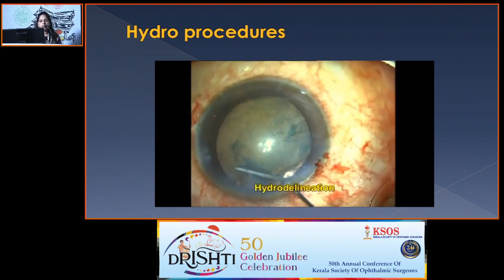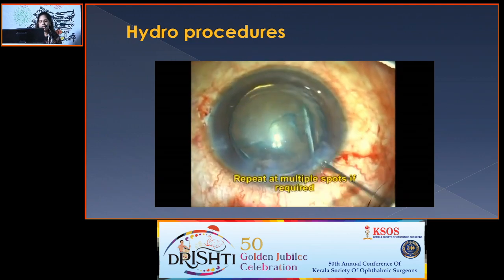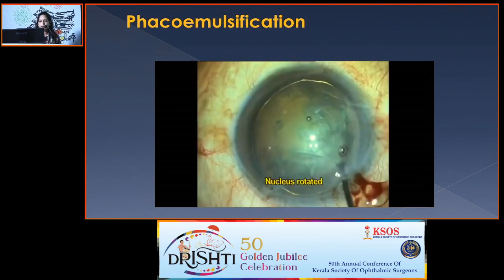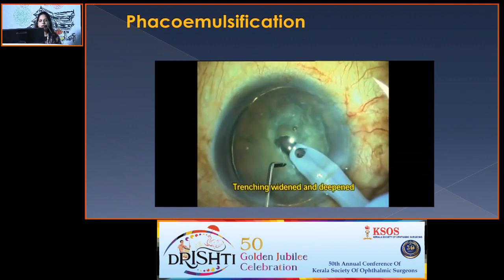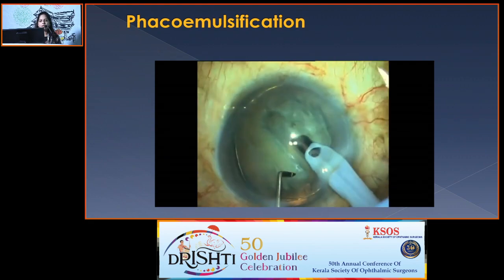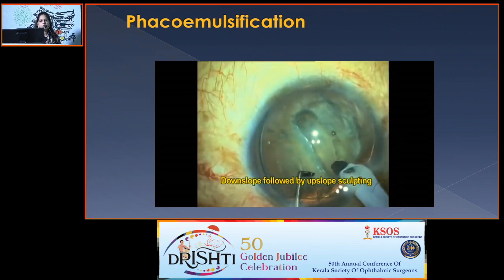Inject fluid into the nucleus matter. See the golden ring, and that is the hydrodelineation. Once the nucleus rotation is complete, you can start your phacoemulsification. Go with a bevel down pattern to make the trench. Give maximum power at the center of the nucleus because it is biconvex in shape.